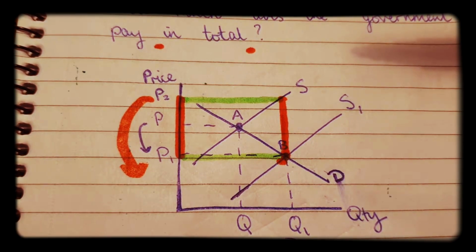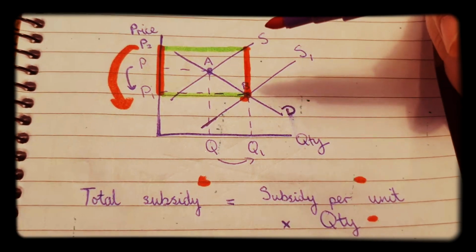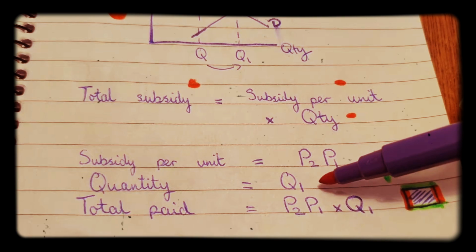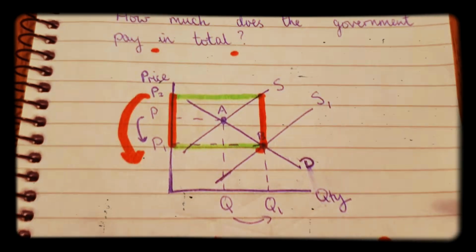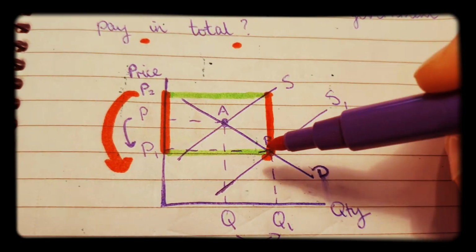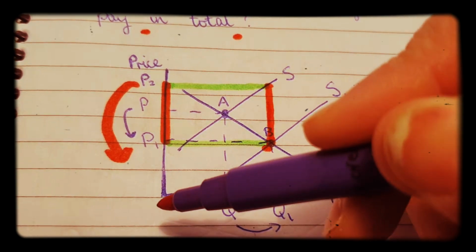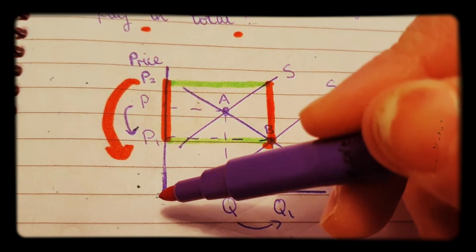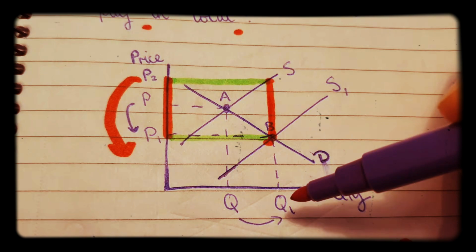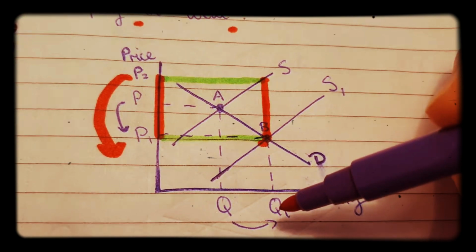The distance between the supply curves is the subsidy per unit, and as you can see, that's P2 - P1. And what is the quantity that we are producing? Because that's the next part we need to know. The quantity is shown by the green line. It is the distance between zero quantity and the new quantity Q1. So the quantity is Q1.